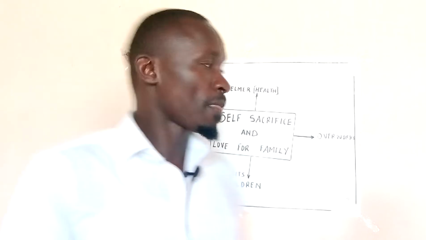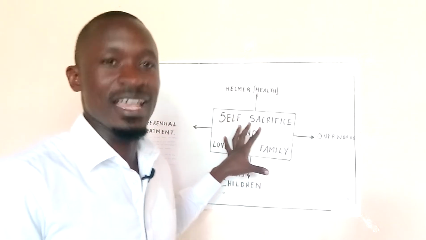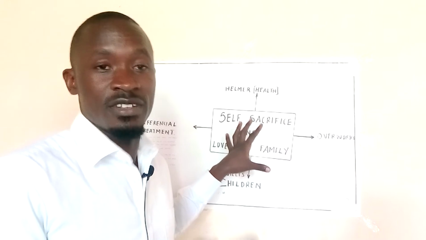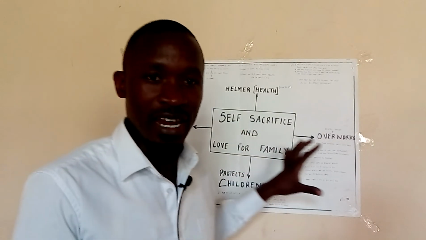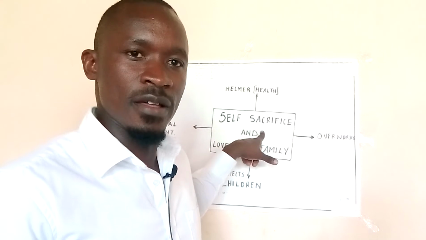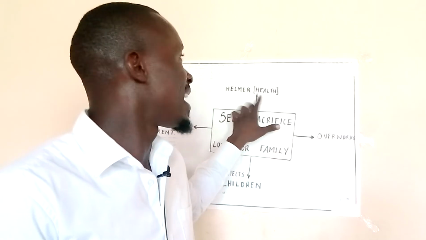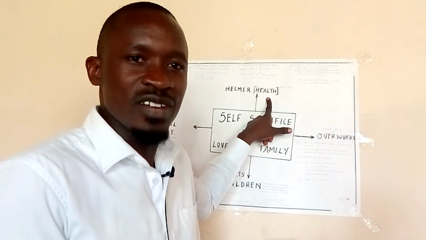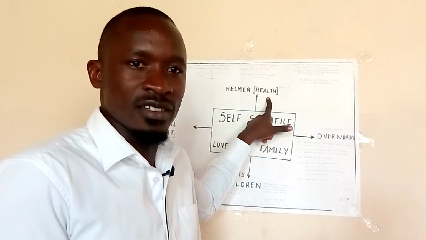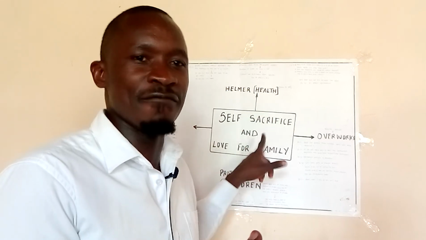In the first point, we can focus on how Nora shows her love. Since the question is closed-ended, we'll focus on Nora alone, and we'll now digress from the writing at the center. Now we go to the first point. We can talk about Helmer and Helmer's health. What does Nora do to Helmer's health to show that she has self-sacrifice and love for her family?